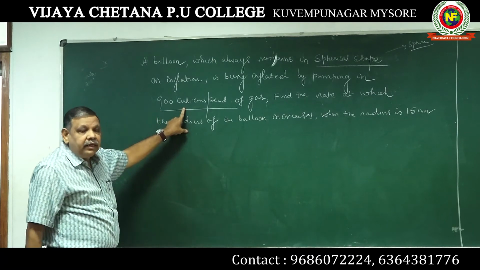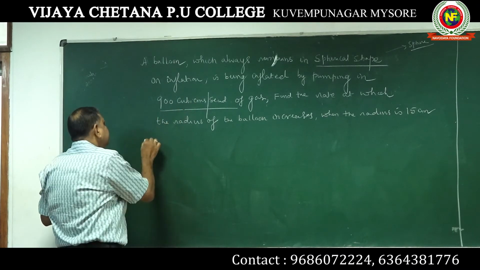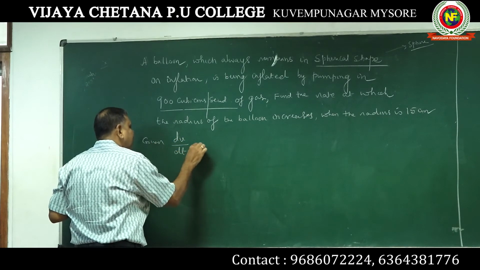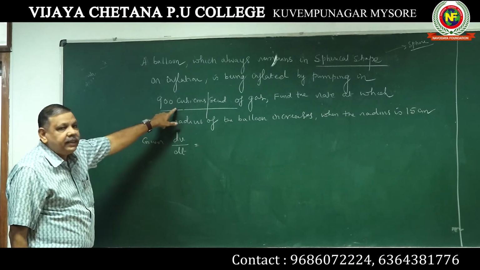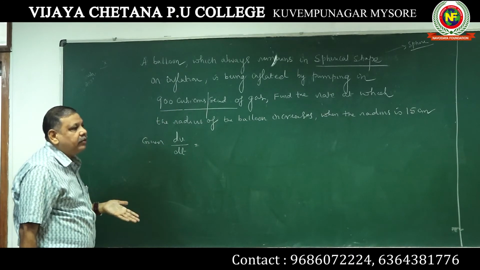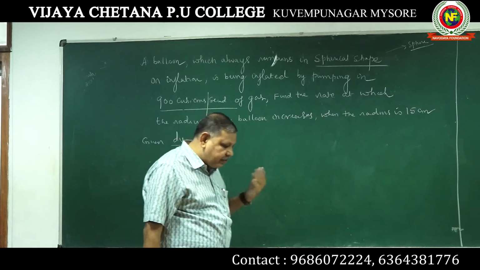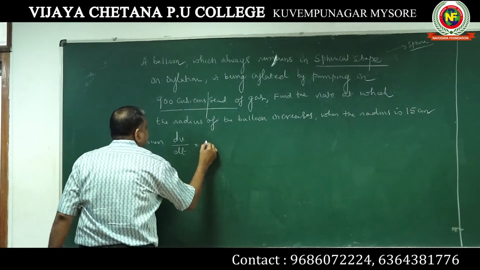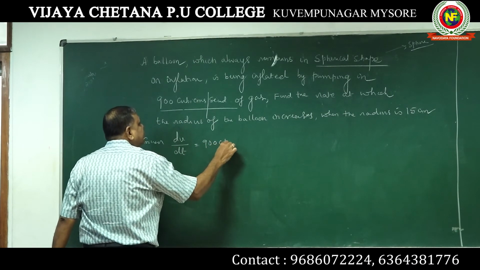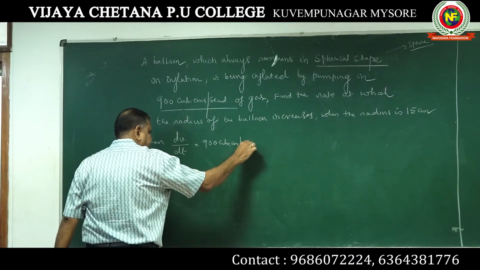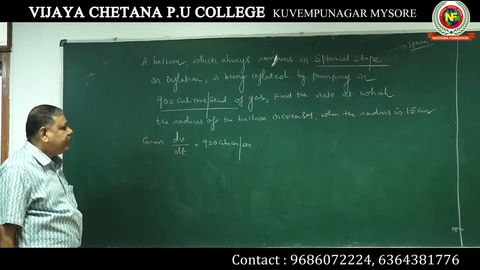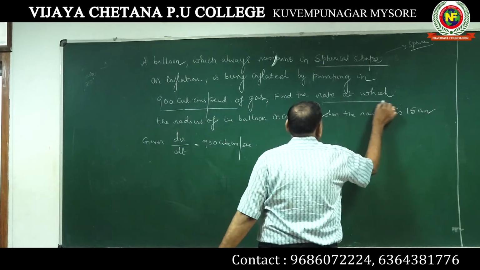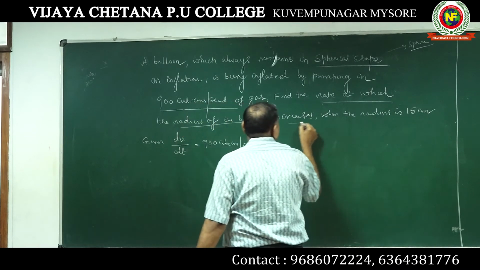Understand this. 900 cubic centimeter given is dV by dt. Always it is volume, not area, because cubic centimeter is given. Suppose if they give square centimeter, it is area. This is one of the hints you should take. dV by dt is 900 cubic centimeter per second. Find the rate at which the radius of the balloon increases.